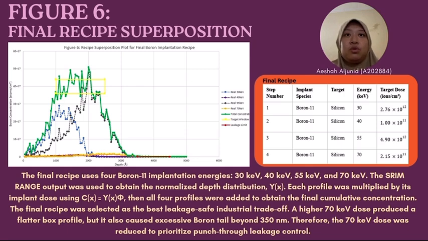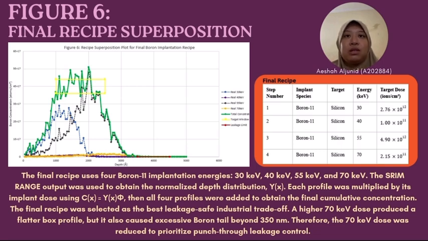The doses used were 2.76 times 10 to the power of 12, 1.00 times 10 to the power of 11, 4.90 times 10 to the power of 12, and 2.15 times 10 to the power of 11 ions per square centimeter. After that, the 4 scaled profiles were added together to form the final cumulative concentration profile.